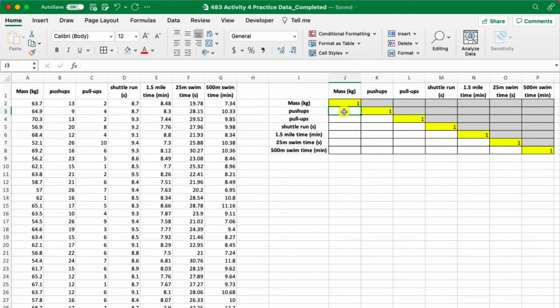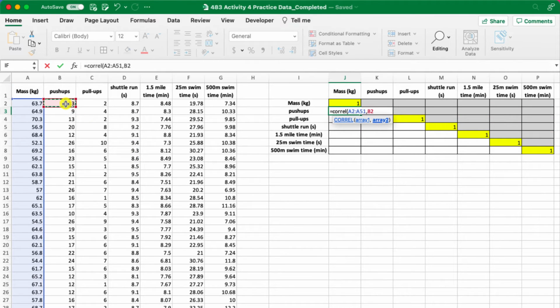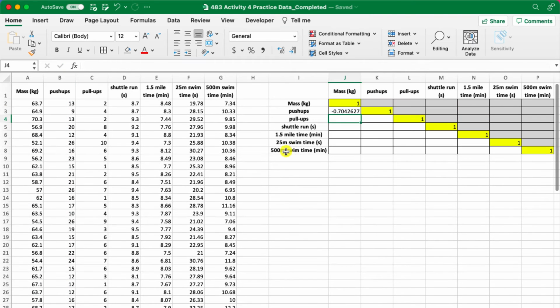So to begin, we can use our CORREL function, and this particular cell is going to give us the correlation coefficient for the relationship between the number of push-ups a person can perform and their mass in kilograms. So it really doesn't matter which range of data you list first, because mass is our first variable in the column. I'll choose that one to go as my array number 1, and then push-ups would go as my array number 2.